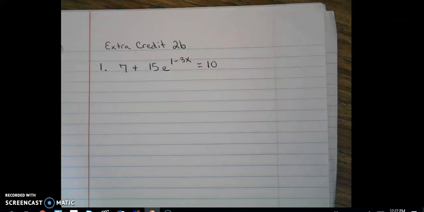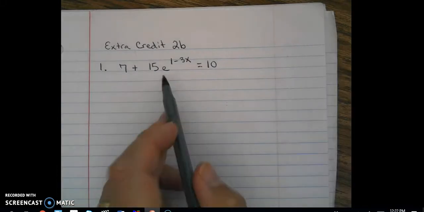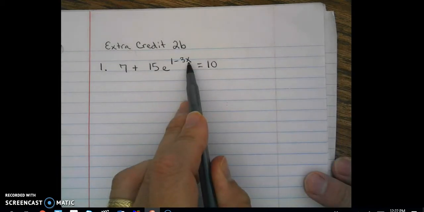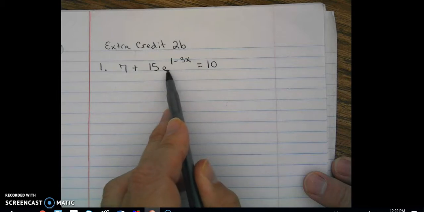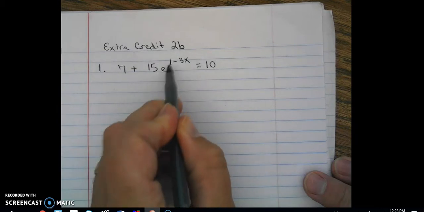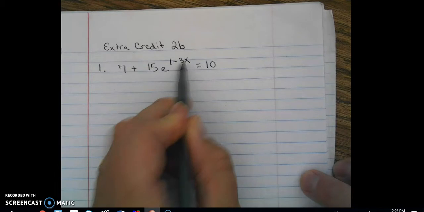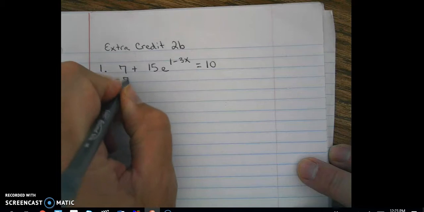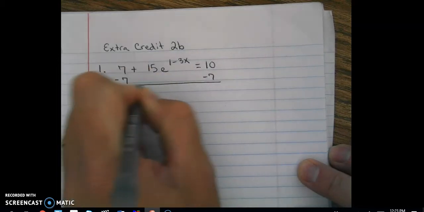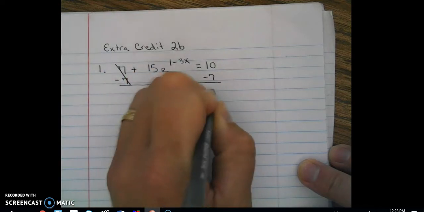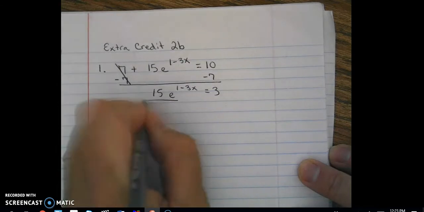Okay, so let's take a look at a few more problems. These problems are going to involve base e. So we want to solve for x. The first thing we want to do here is isolate this e to the 1 minus 3x power. To isolate this, we're going to go ahead and cancel out the 7. I'm going to cancel out the 15.